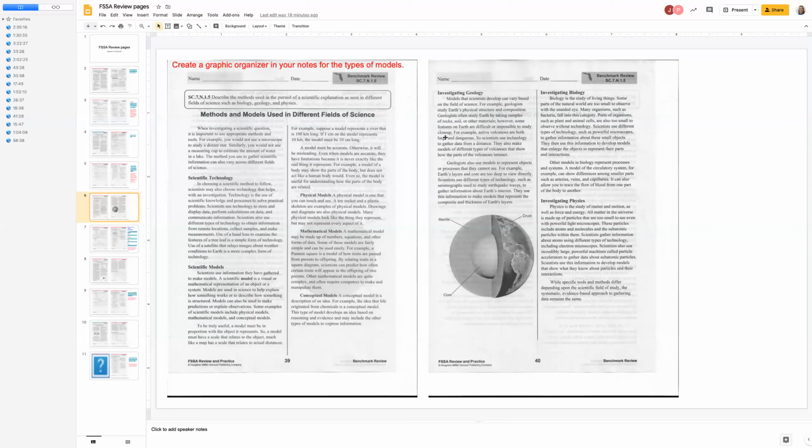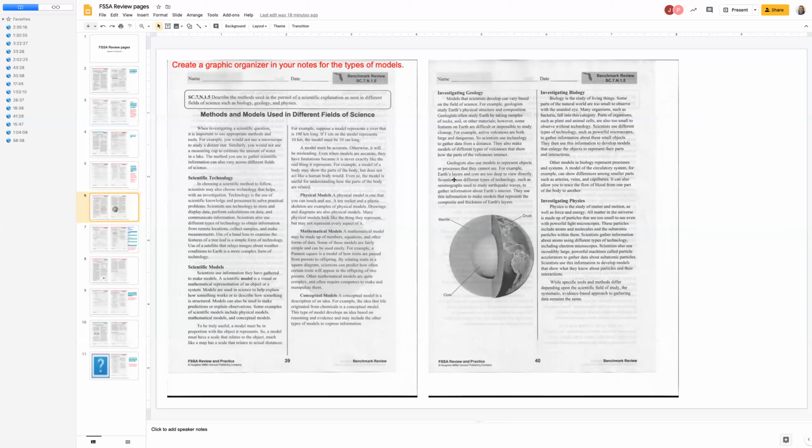For example, active volcanoes are both large and dangerous. So scientists use technology to gather data from a distance. They also make models of different types of volcanoes that show how the parts of the volcano interact. Geologists also use models to represent objects or processes that they cannot see.